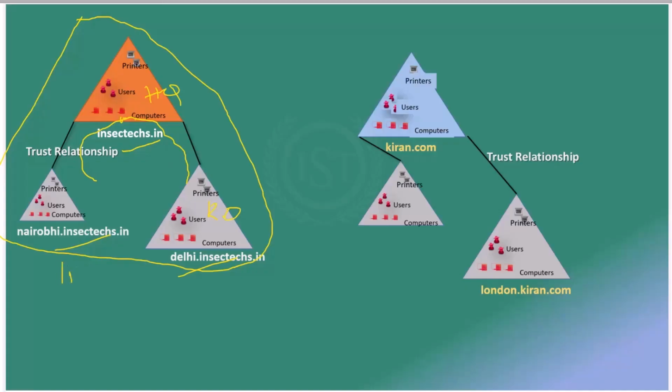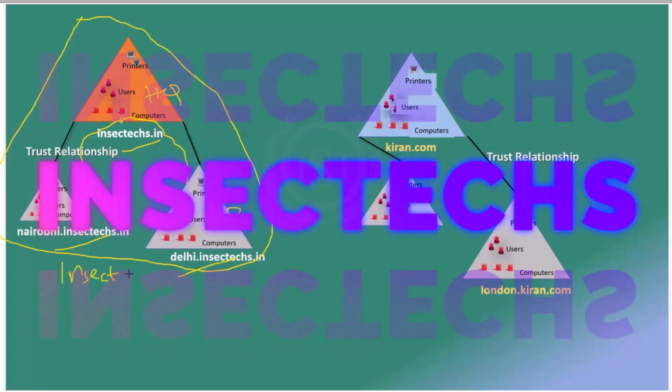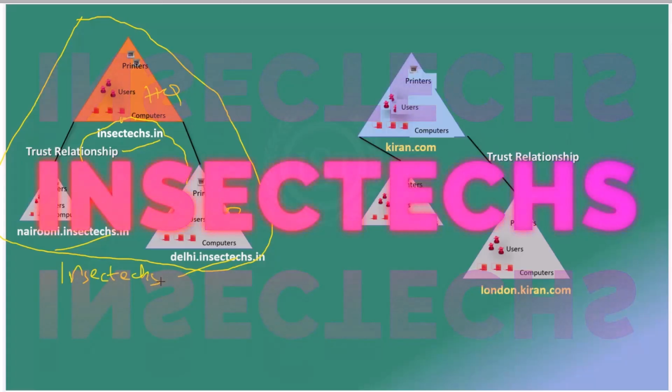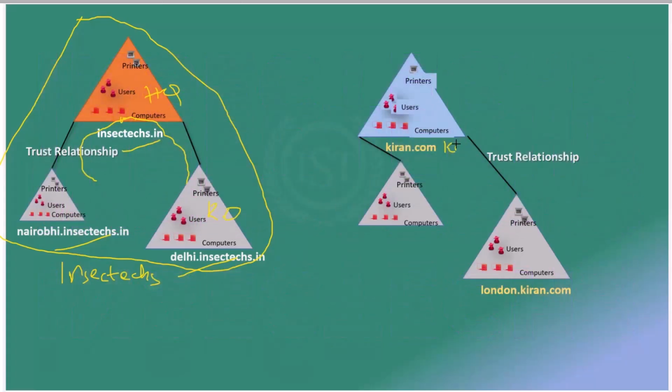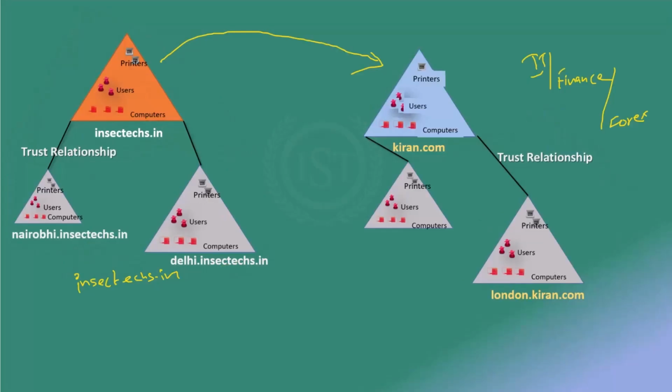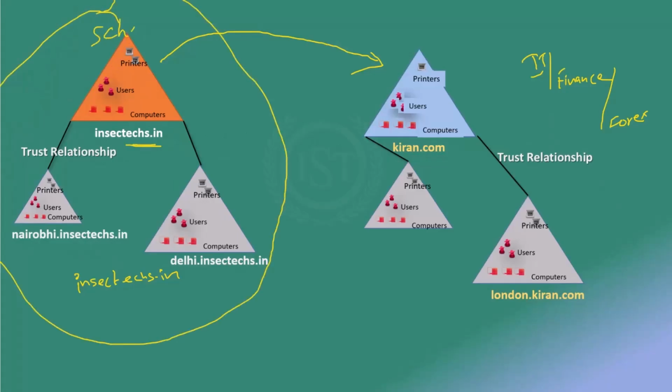Now INSECTECHS has developed very well in a few years and is now in a position to buy some other company. Kiran.com is some other company, it could be an IT company or a manufacturing company or, for example, a finance company, or a forex trading company and so on. So INSECTECHS has now bought Kiran.com. Before INSECTECHS purchased Kiran, it was a tree and it has its own schema. Likewise, this is a tree.